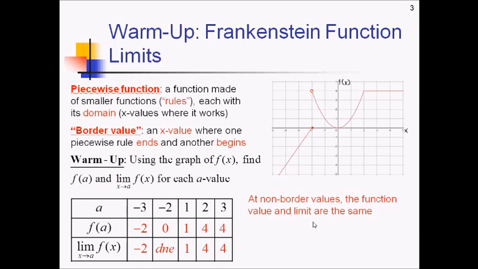Now what about these border values? Well, we saw at this border value, the function value and limit were not the same, whereas at this one they were. So just moving ahead, we know that at border values, the function value and limit can be different. So when we're doing border values, we're going to have to use a different strategy.